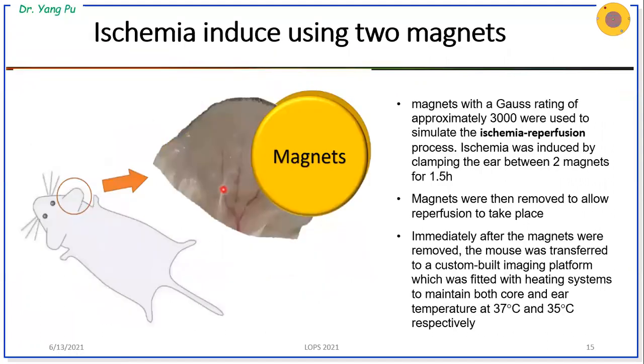This is a protocol to create ischemia in a small animal model. In this study, we use two pieces of magnet to cap the mouse ear for 1.5 hours. Then the magnets are removed to let the reperfusion happen. During the reperfusion, the mouse body needs to be kept at 37 degrees Celsius and the ear needs to be kept at 35 degrees Celsius.